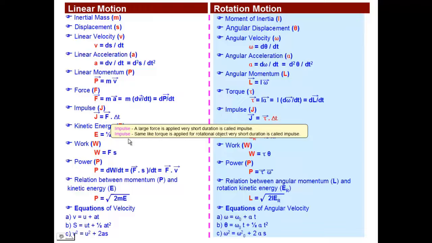So, the definition: impulse against the rotation motion is the same as torque applied to a rotational object for a very short duration, which is called impulse.